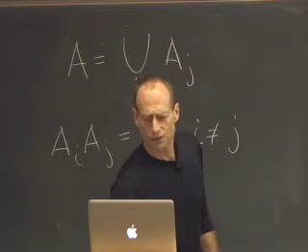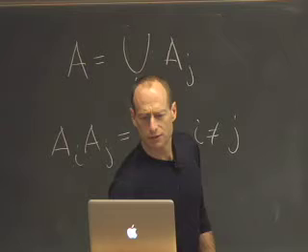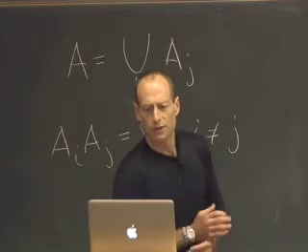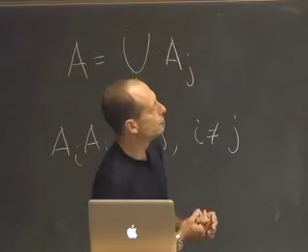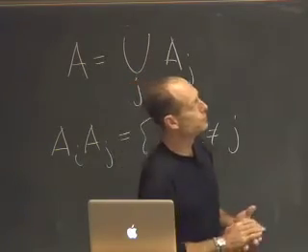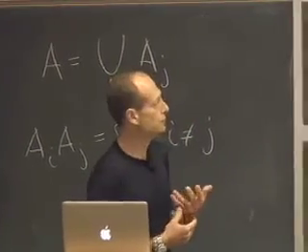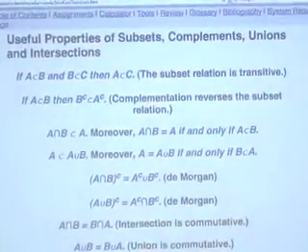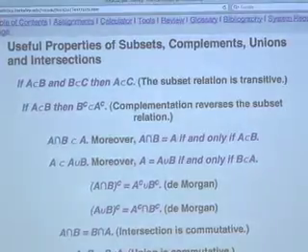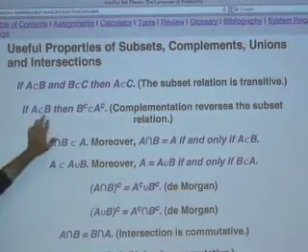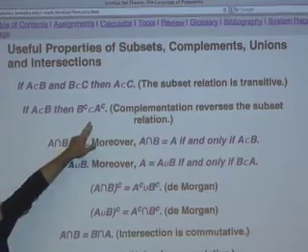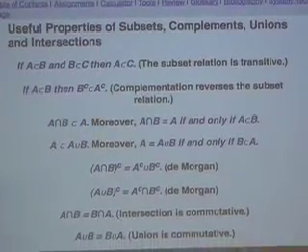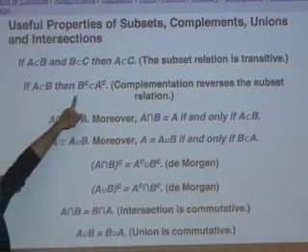All right, let's look at these properties. This is just to summarize what we just did. If A is a subset of B and B is a subset of C, then A is a subset of C. Taking complements reverses set inclusion. So if A is a subset of B, then B complement is a subset of A complement. If every A is a B, then every non-B is a non-A.